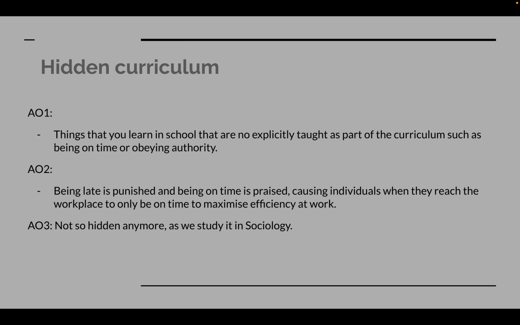AO1 for the hidden curriculum is things that you learn in school that are not explicitly taught as part of the curriculum, such as being on time or obeying authority figures. For example, obeying teachers, listening to teachers, being told what to do, or being punished for being late, and having detentions, and being taught certain social norms and expectations. And this continues on to the workplace, as, for example, being late is punished and being on time is praised, causing individuals when they reach the workplace era to only be on time to maximize efficiency at work.